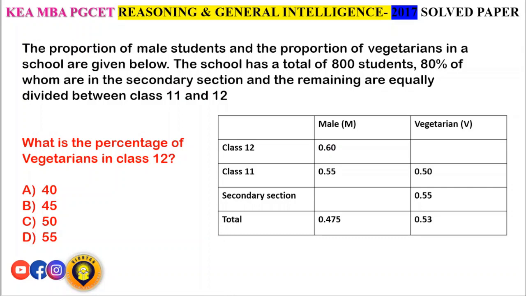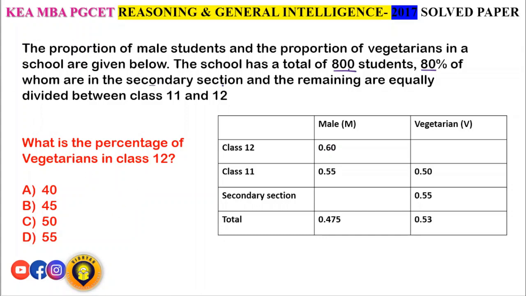The school has a total of 800 students. Out of 800, 80% are in the secondary section. What is 80% of 800? 80% means you already know it is 4/5. So 4/5 of 800. Either you can directly multiply 80 into 8, which is also very easy. 640 you will get.